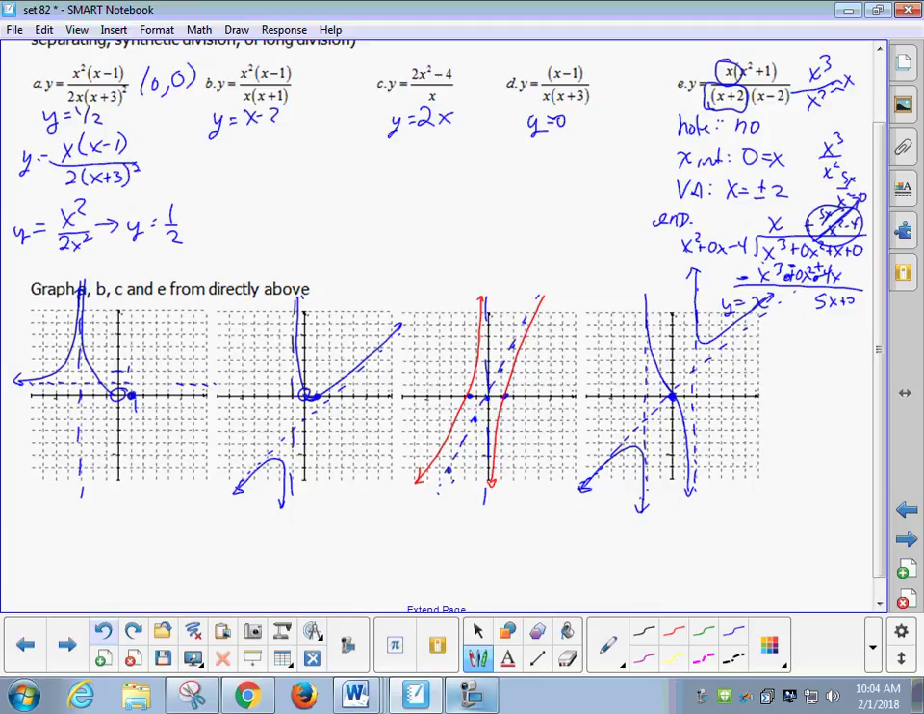Between 0 and 1, I will sign change here, and so I'll start to be negative. But after 1, I will change back to positive, and that would allow me to follow my horizontal asymptote. That's it. Cool.